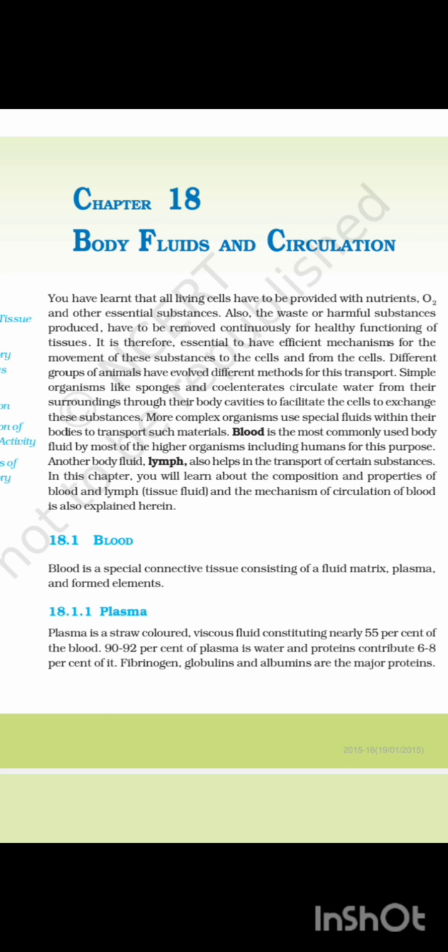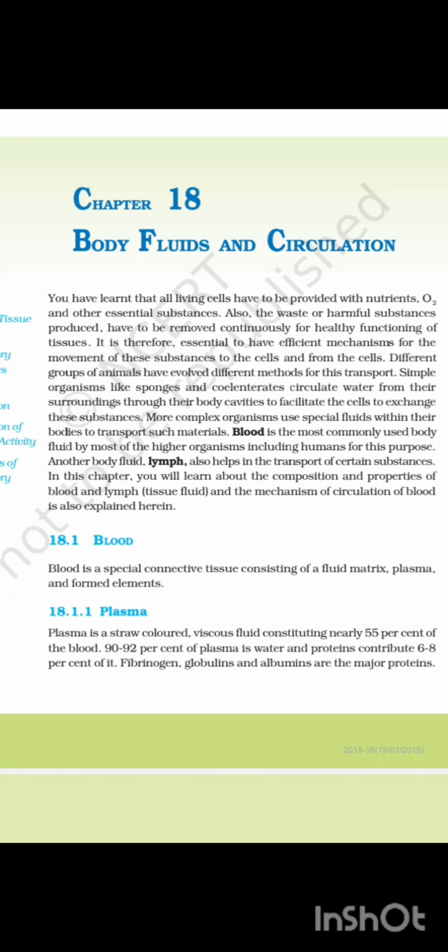In this chapter, you will learn about the composition and properties of blood and lymph (tissue fluid), and the mechanism of circulation of blood is also explained here. 18.1 Blood. Blood is a special connective tissue consisting of a fluid matrix, plasma, and formed elements. 18.1.1 Plasma. Plasma is a straw colored viscous fluid constituting nearly 55% of the blood.